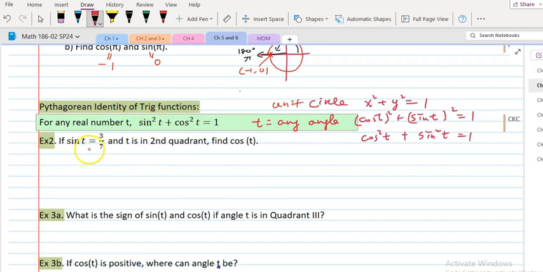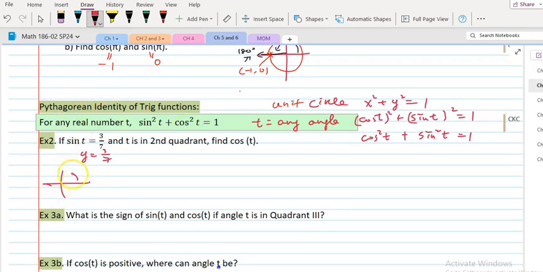So if somehow I have an angle t, I don't know what it is, but when I turn my terminal side, it cuts the unit circle with a y equal to 3 over 7. So sine is y, right? So it means y equals 3 over 7. And t is in the second quadrant. So imagine this is, say, t in the second quadrant.